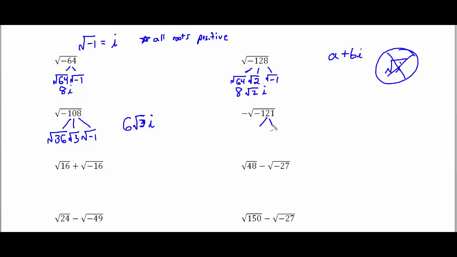So this negative 121 is the same thing as positive 121 times negative 1. The negative that's right here stays outside of the square root, waiting for the answer to occur. So the negative stays out in front. The square root of 121 is 11, and the square root of negative 1 is i. So my answer to this problem is negative 11i.